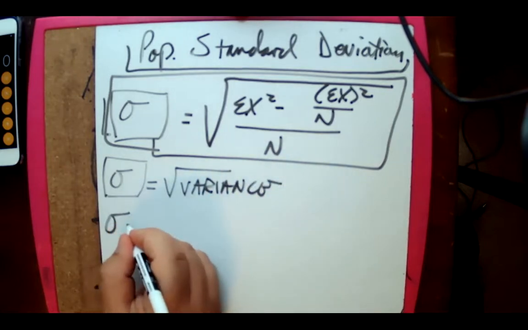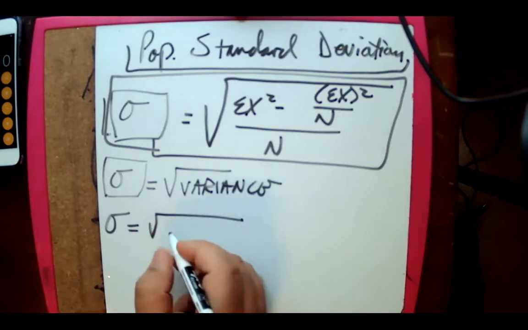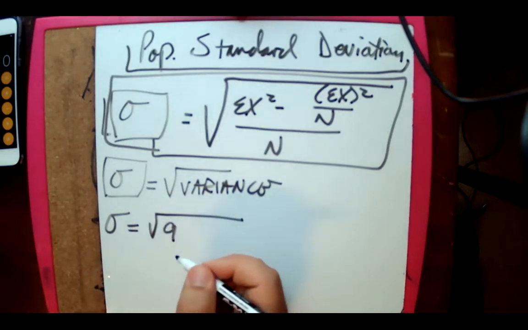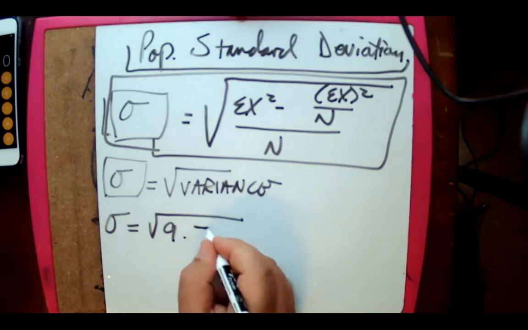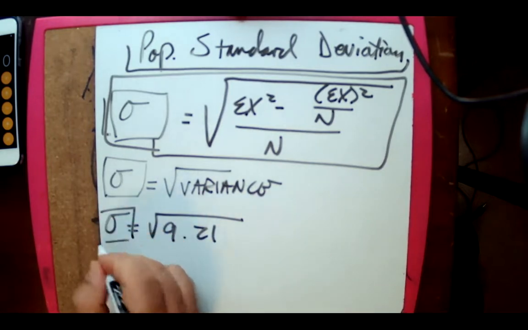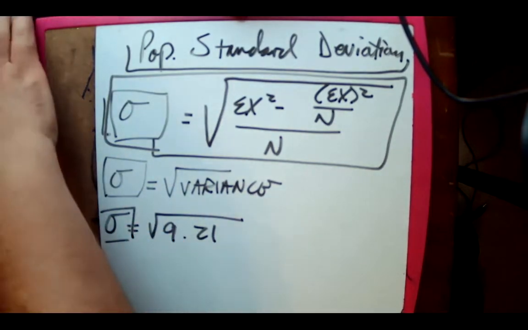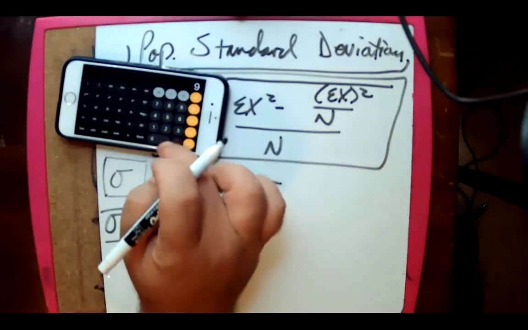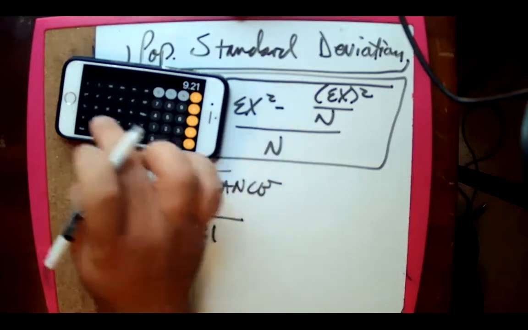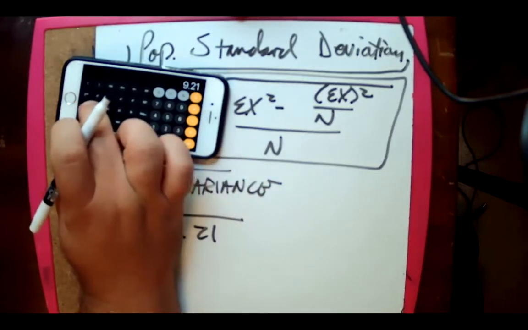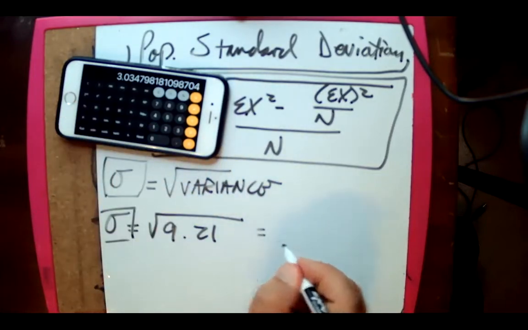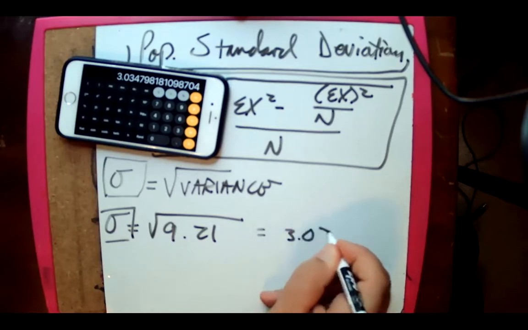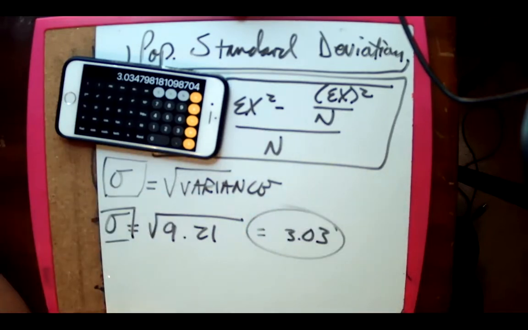So for us, the variance was, what was it? I forgot. 9.21, right? Was 9.21. So we're going to do 9.21 and the square root equals 3.03. There you go. So the average distance from the average is 3.03.